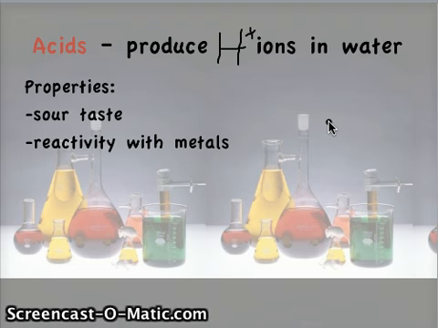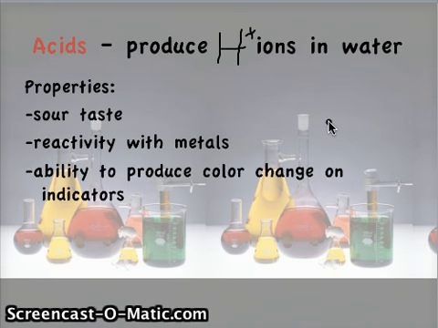Reactivity with metals. If you've ever heard of acid rain on the news, many people are concerned with acid rain because any precipitation that's too acidic reacts with metals. So that's our cars, our buildings, and our bridges. Yeah, it can be a really big problem. And also the ability to produce color change on indicators. Indicators tell us whether something is acidic or basic. Acids produce certain colors on these indicators depending on how strong or weak the acid is.